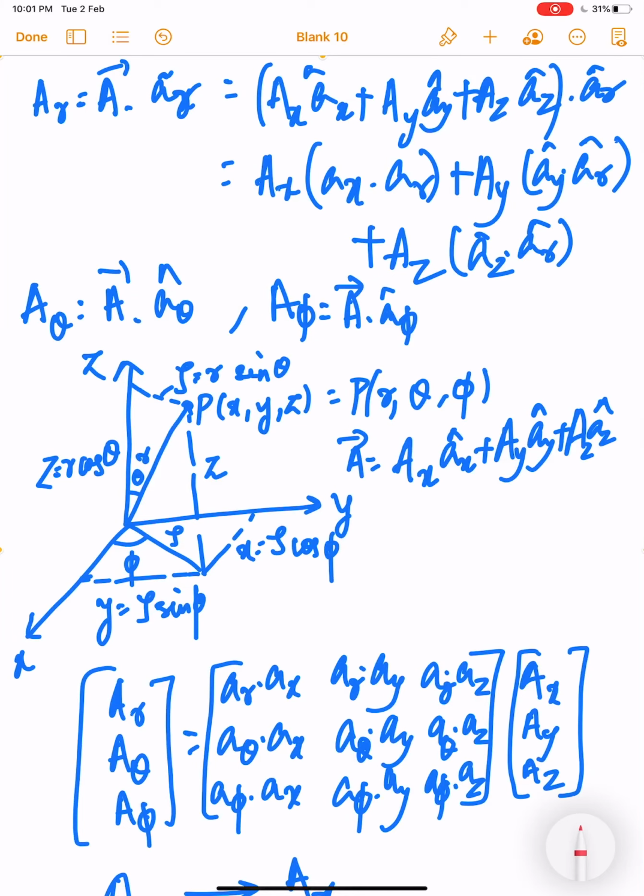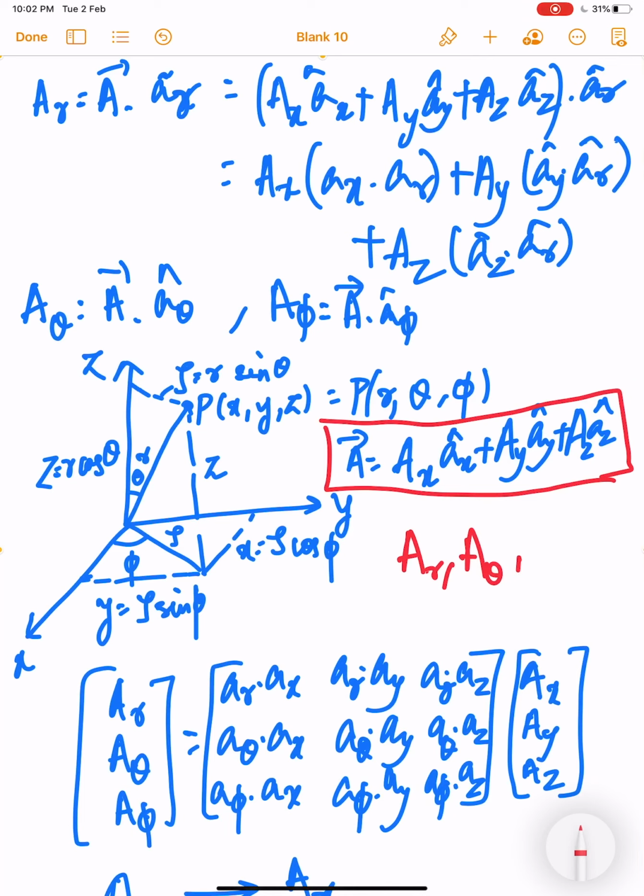Okay, hey everyone. Now we are going to see about vector A represented in our Cartesian system, and we have to convert this into the vector in spherical coordinates. Okay, so how are we gonna do that? For that we need to take out A_r, A_theta and A_phi. Okay, these are the magnitudes in their respective directions.